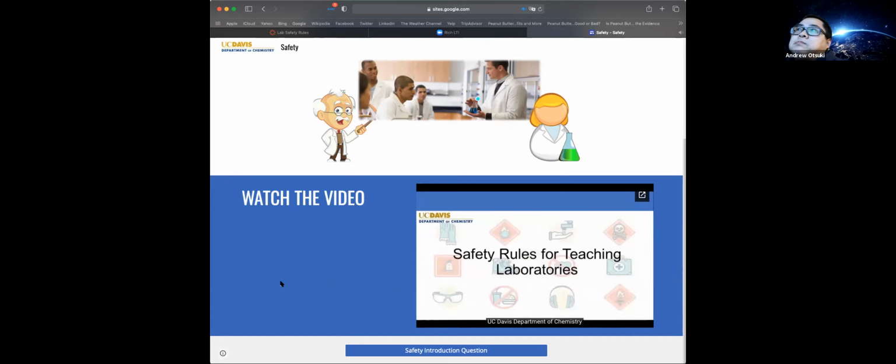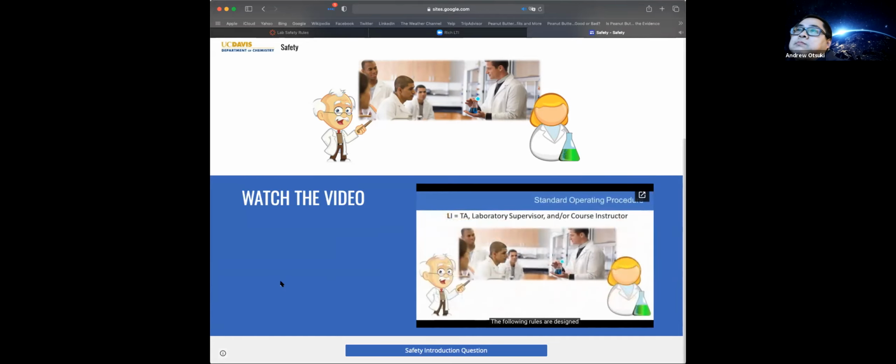UC Davis Department of Chemistry Standard Operating Procedure. Safety rules for teaching laboratories. The following rules are designed for your safety in the laboratory. The laboratory instructor, the teaching assistant, laboratory supervisor, and/or course instructor is required to enforce these rules and has the full backing of the Department of Chemistry, staff, and faculty. The lab instructor is also required to enforce all laboratory experiment-specific safety procedures in carrying out the laboratory work. Violations of these rules will result in expulsion from the laboratory.